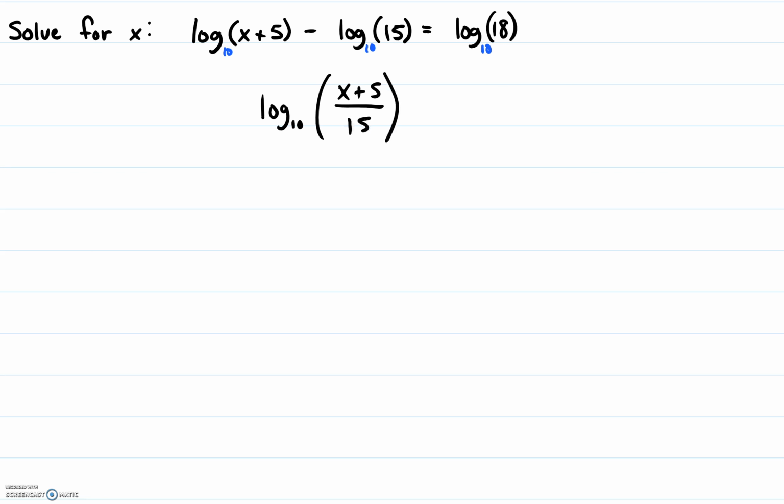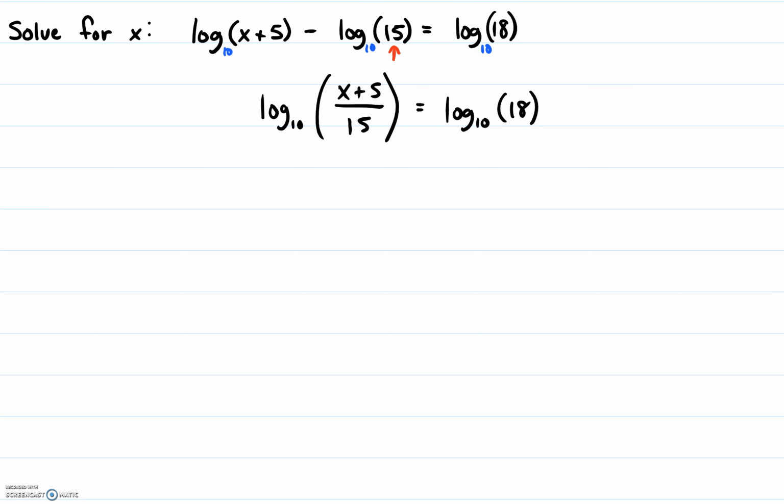So whatever is inside of the log that had the positive coefficient goes in the numerator. Whatever is inside of the log that had a negative coefficient, in this case the coefficient of this log was -1, you put in the denominator. And so the left-hand side we've now condensed to one log, and the right-hand side we can just rewrite as log base 10 of 18.